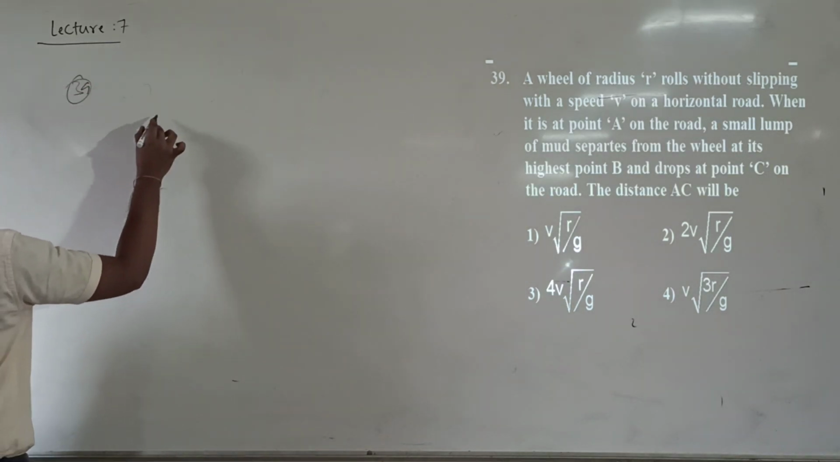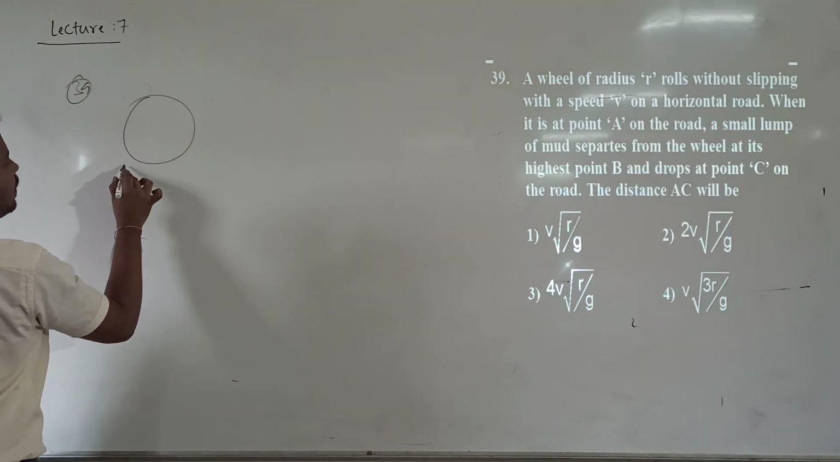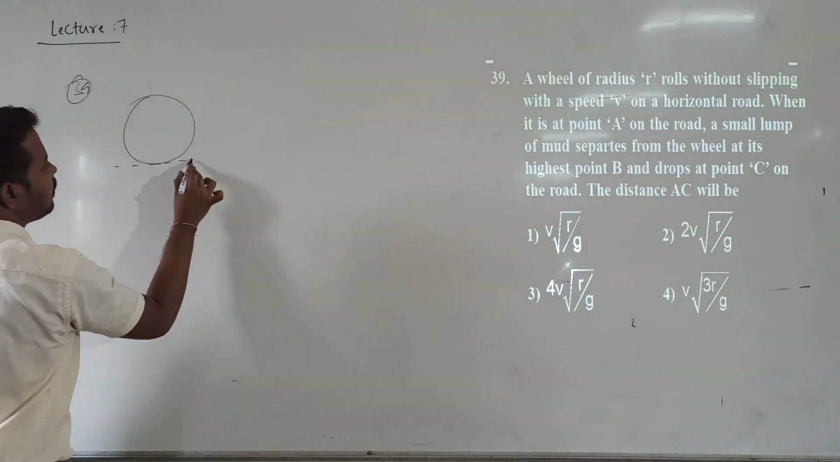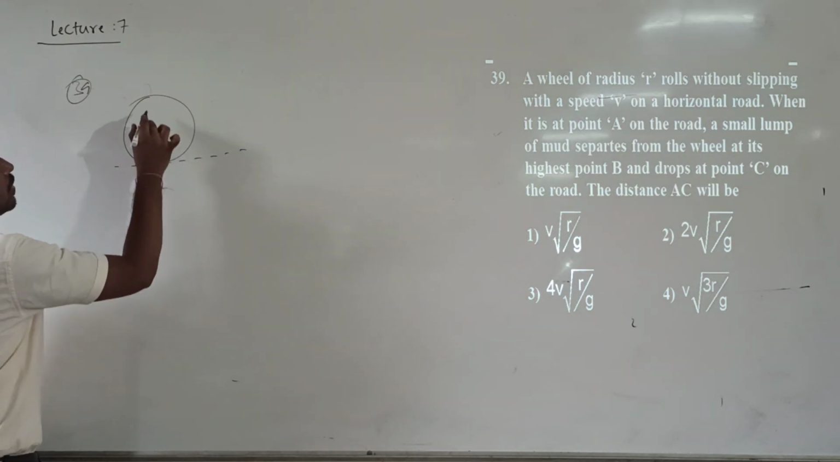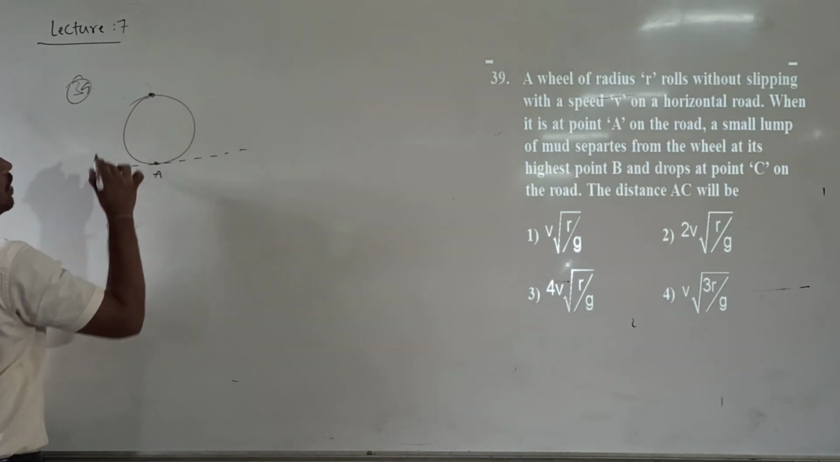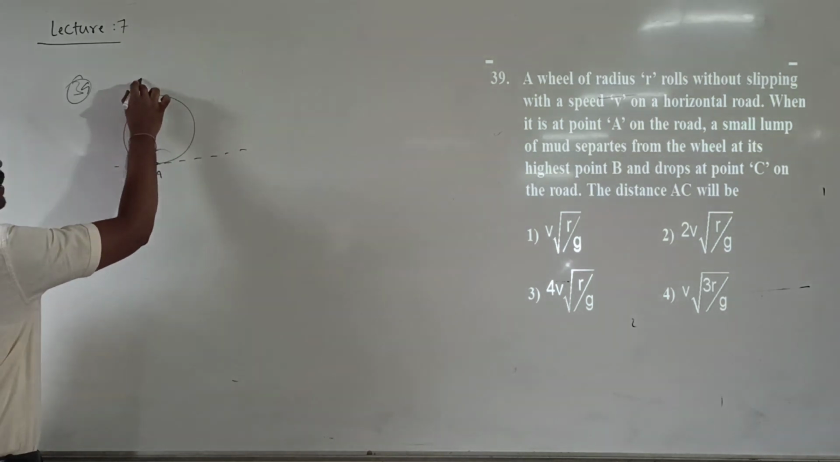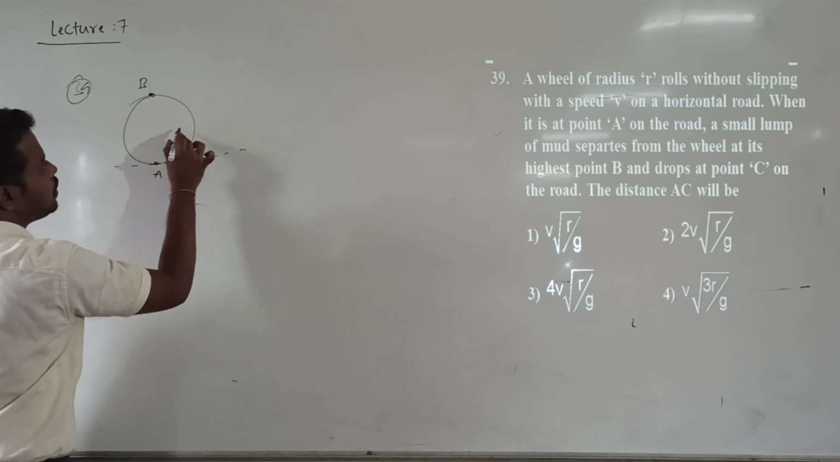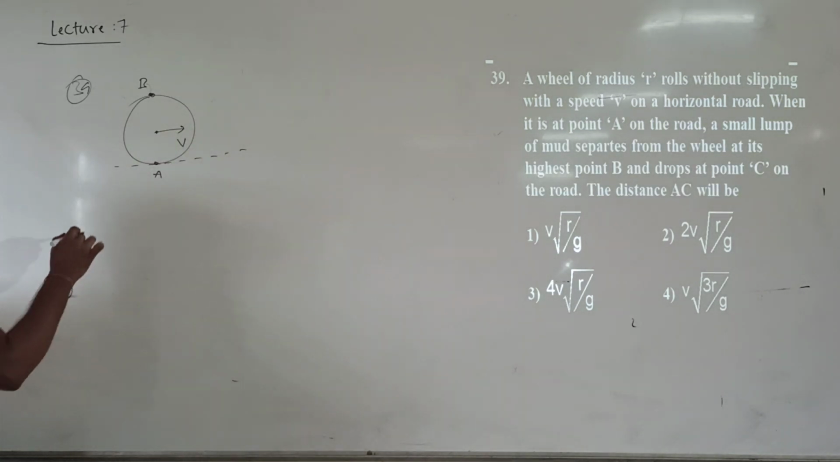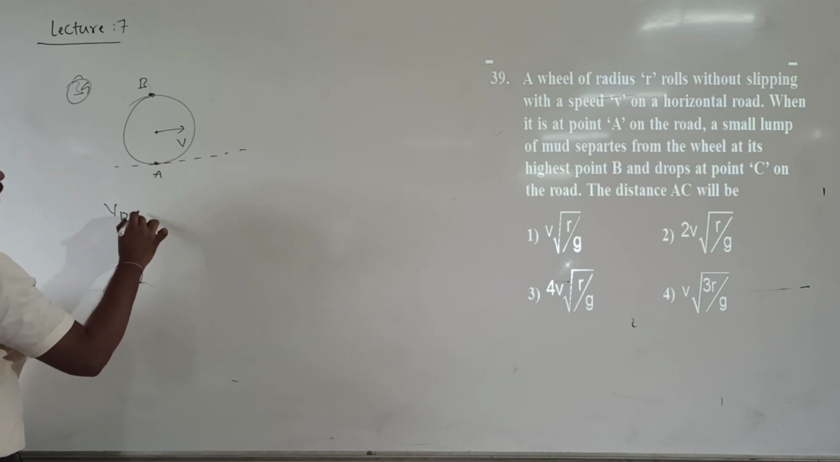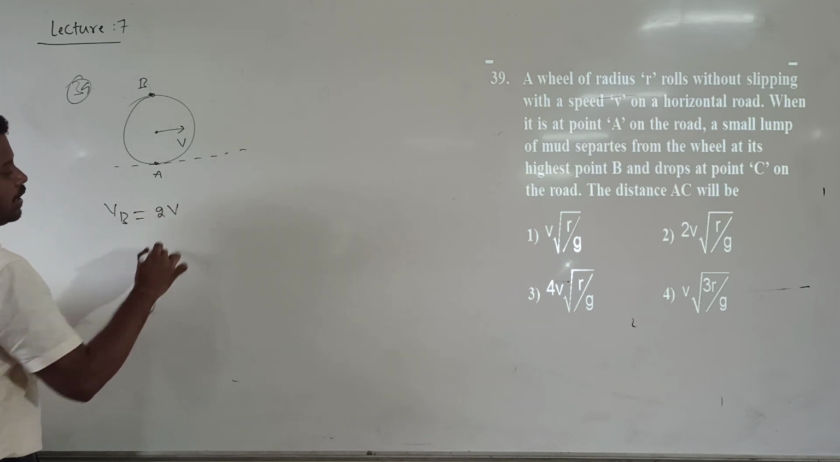The wheel is executing rolling motion. It is moving on a horizontal surface, and this is the lowest point A. The mud particle was thrown from the highest point B. With what velocity is the wheel moving? The velocity of the center of mass of the wheel is given as V. Then what is the value of VB? VB will become 2V.